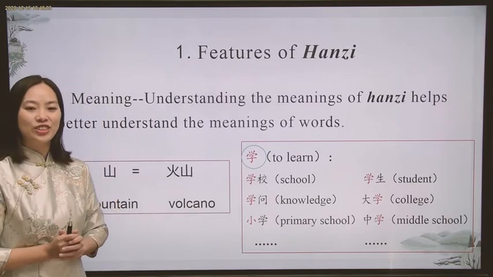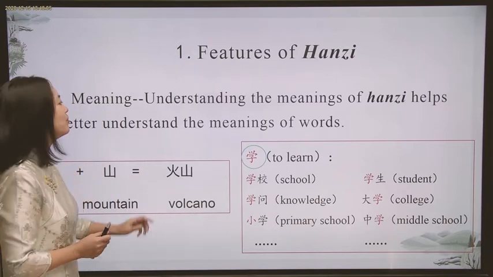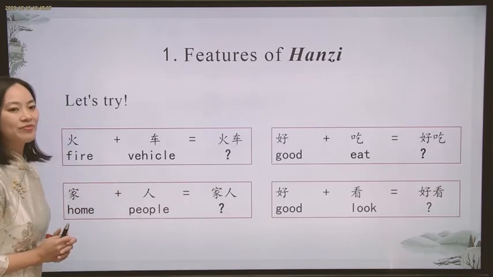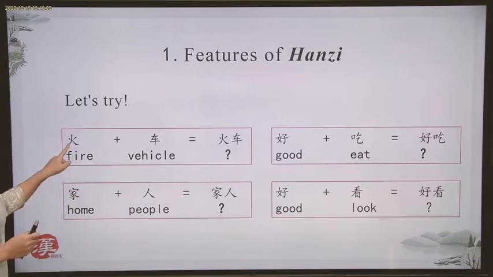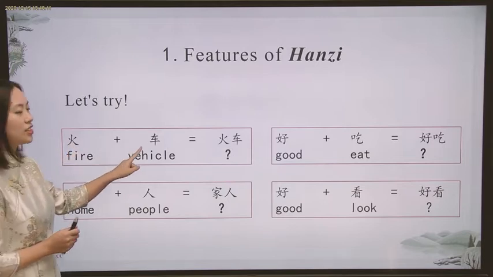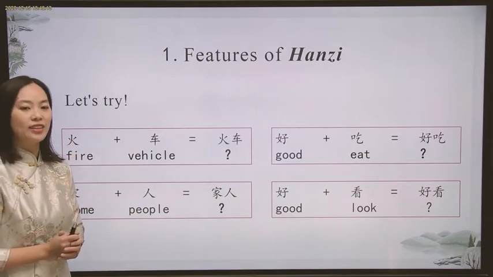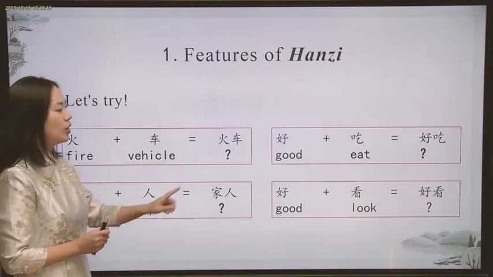Have you got the rules? Now let's do some practice. This is 火, this is 车. When these two are put together, they form a new word, 火车.